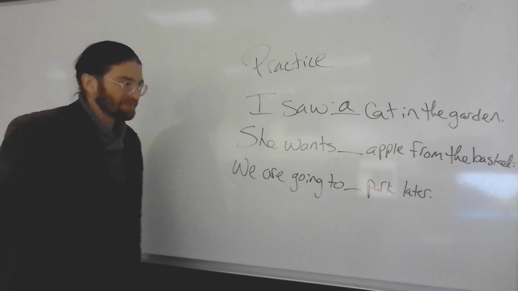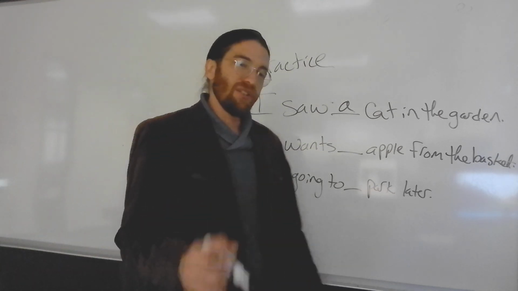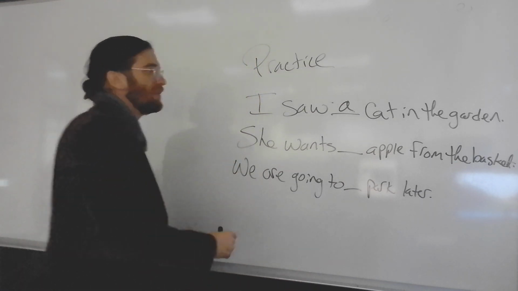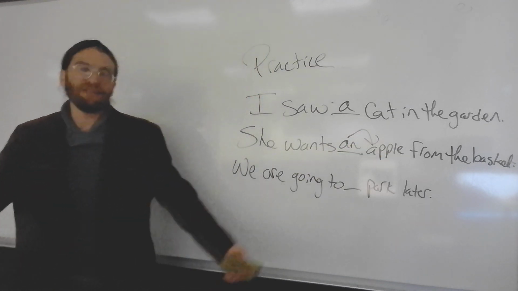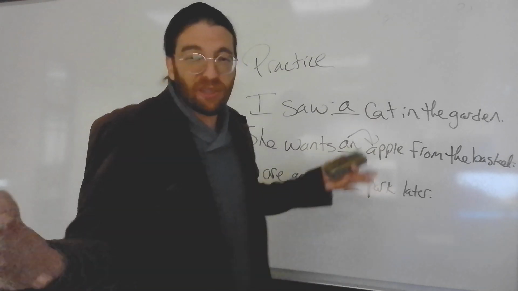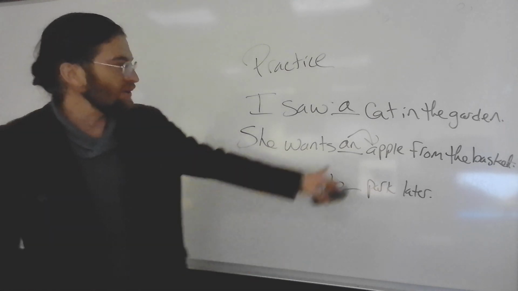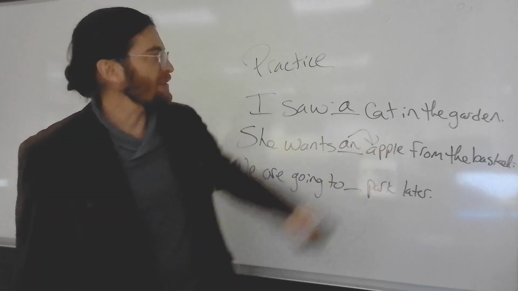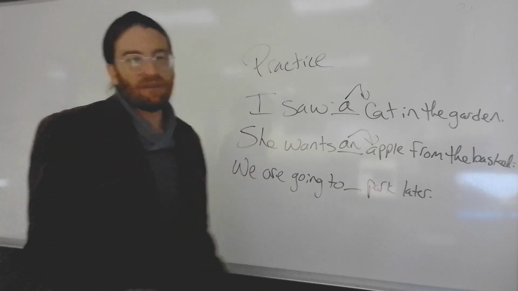How about this one? Give you a hint, give you a tip. Is she being specific about one particular apple? No. She wants an apple. Any of the apples in the basket. There's a dozen apples in the basket. She wants one. It could be any one. You pick. She wants an apple. And notice the vowel, an apple. Notice the consonant, a cat.